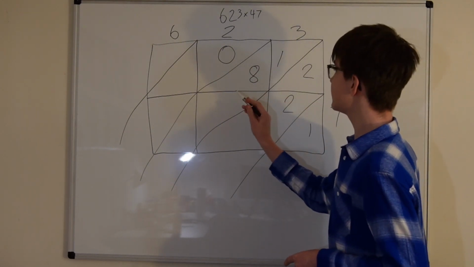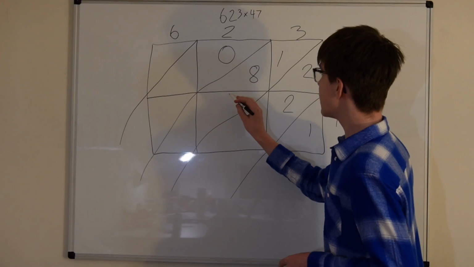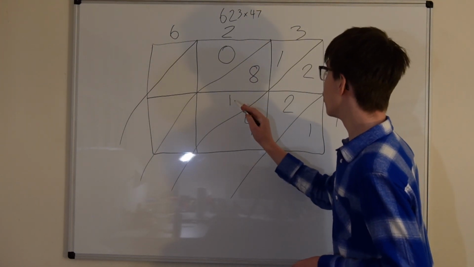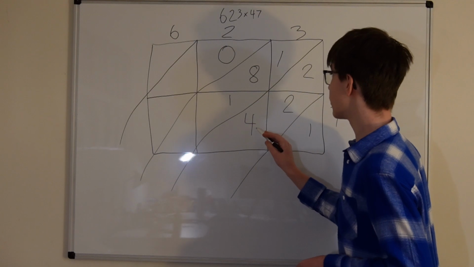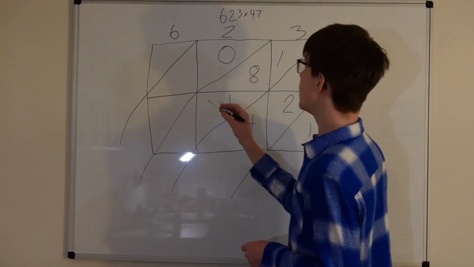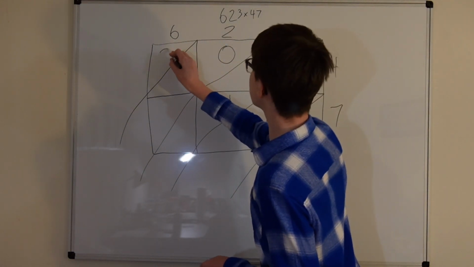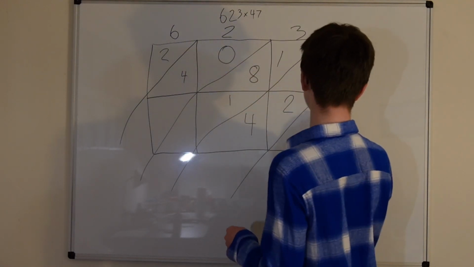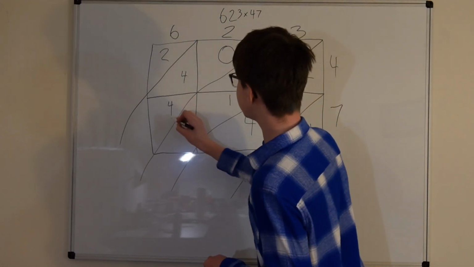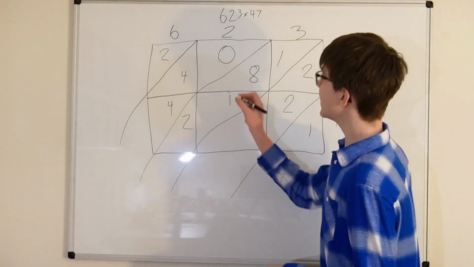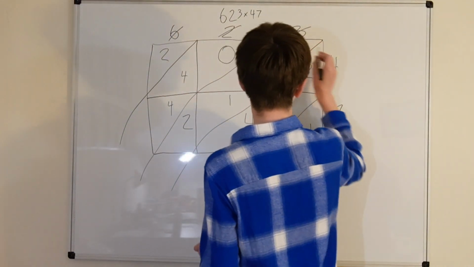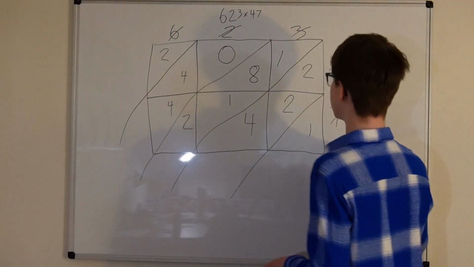Next is 2 times 7 is 14. Again, you do the same thing. 1 in the top triangle, 4 in the bottom triangle. Next, 6 times 4 is 24. And finally, 6 times 7 is 42. You can now get rid of the numbers on the top, so you do not get confused.